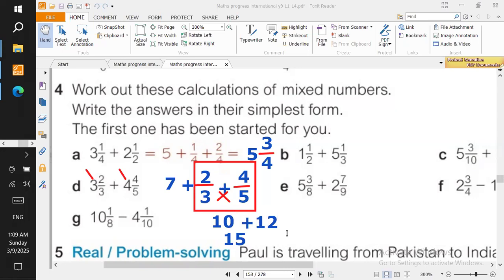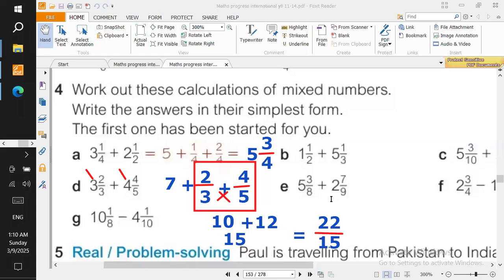So the final answer here should be 22 over 15, like this. When you add 10 and 12, it's going to be 22, and the denominator is 15. And then you add 7 to it, which is in the beginning. So the final answer will be 7 and 22 over 15. But this is an improper fraction, so you have to make it a mixed number. So you have to divide 22 by 15 and make it a mixed number.